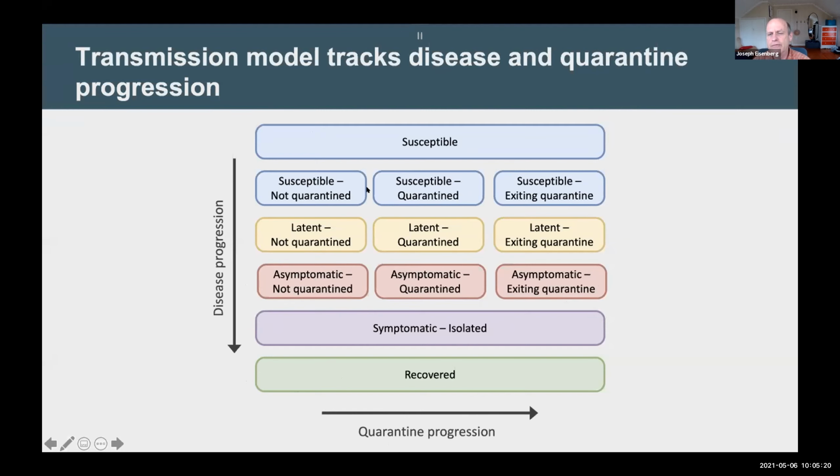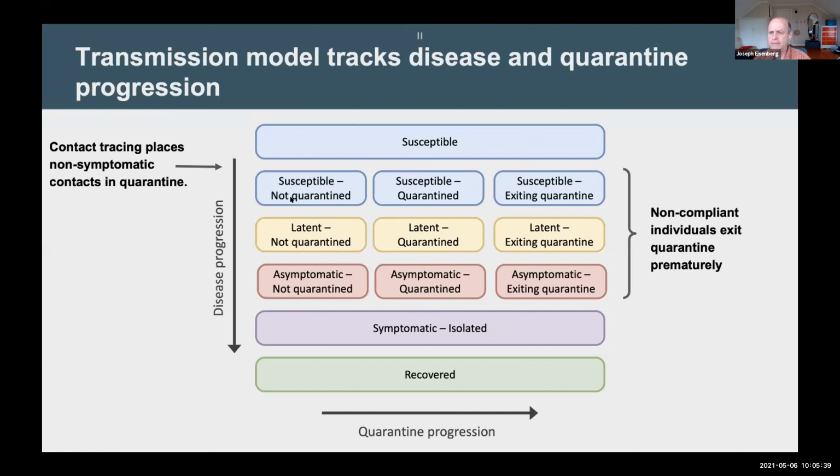The model then also keeps track of the quarantine progression, as we see at the bottom here, so that as we move from left to right, individuals that are quarantined move through this quarantine process. So the idea here is that contact tracing places non-symptomatic people into quarantine. Those people either have been actually exposed and are going to be moved through the disease process, or they're going to remain susceptible. And then on the right here accounts for the people that exit the quarantine process, either because they completed it or prematurely because of non-compliance.